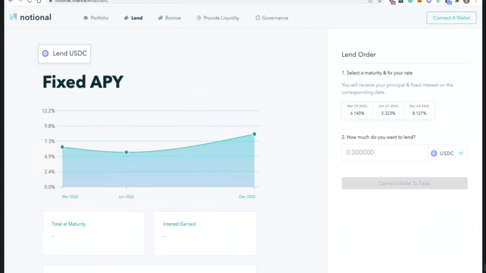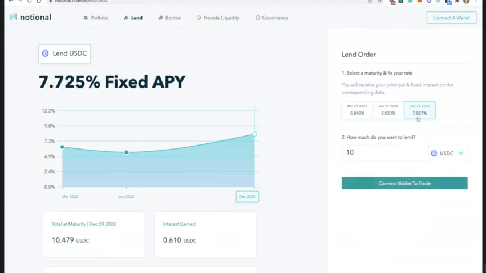This is part of Notional: we can't provide liquidity on any arbitrary date, so we have to limit it to specific dates. And so this is what we have. If you click on a maturity there, maybe choose December 24th, you can see that as you lend more money, there's slippage, and the interest rate actually decreases slightly as you go.